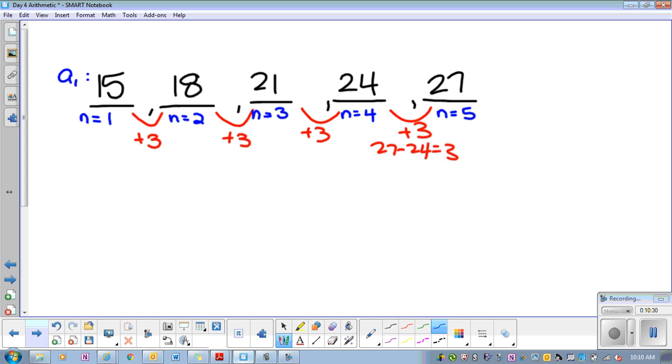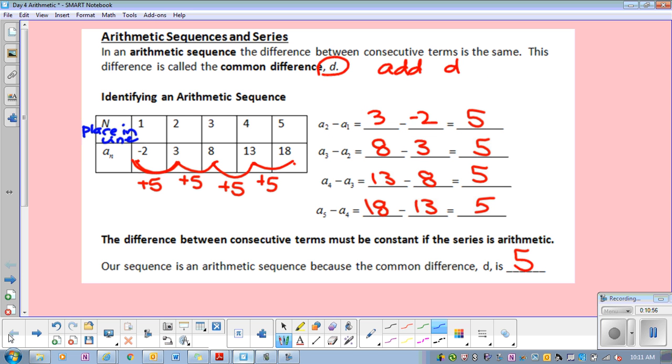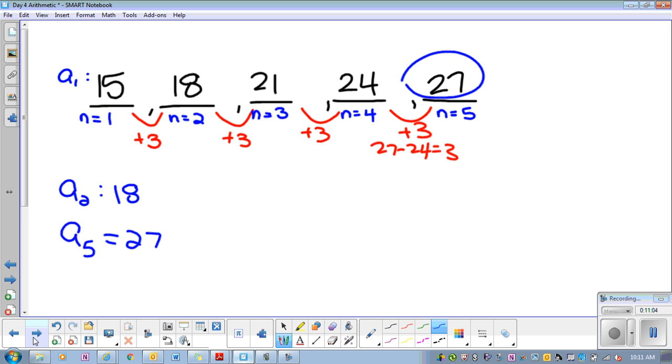So then my a sub 2 is what number? Second, which is 18, right? Like the actual number. I don't want just a place. I want the actual number that's in second place. Does that make sense? So then what is the number in my a sub 5? 27. The number in my fifth place is 27. We did it last class. Okay. Do you guys have any questions about that? Okay. So let's go on.